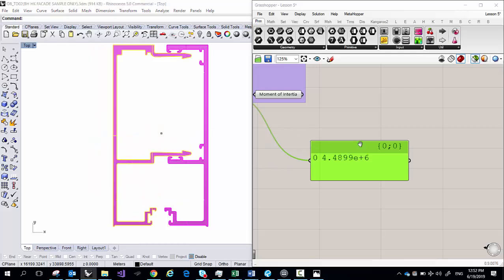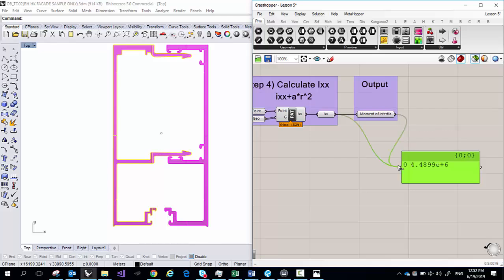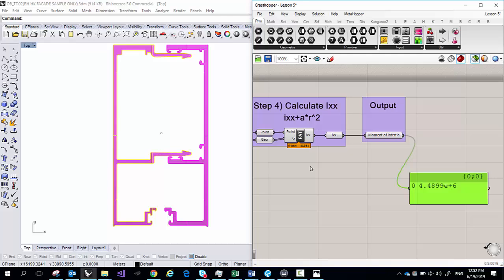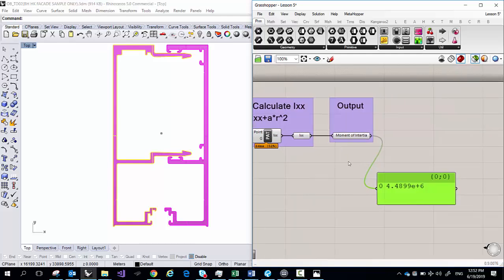Okay, so the big thing here today is let's keep it to IXX just for the sake of argument. Let's say we're only going to do major axis type of moments.